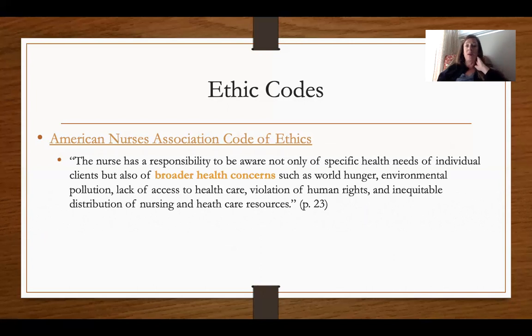So just a few more points. I wanted you to be clear that the American Nurses Association has a wonderful code of ethics that is linked here. Right here, this is the link. And I just pulled out a quote from it, but basically talking about how we as nurses are to be caring for far more than our individual client needs, but that we should also care about broader health concerns such as world hunger, environmental pollution, lack of access to health care, violation of human rights, and inequitable distribution of nursing and healthcare resources. Lots of things that we talk about in this class. We are to care about those things, not just our individual patient care.